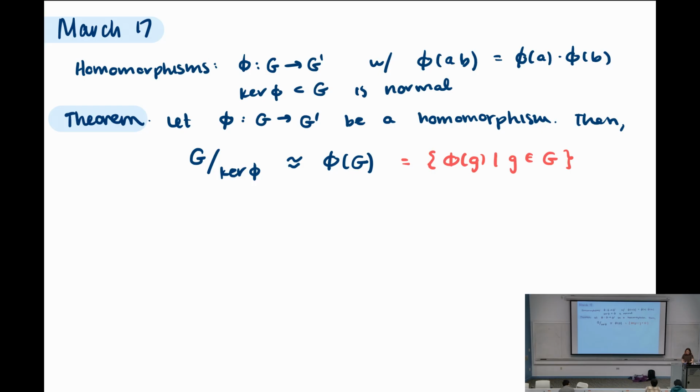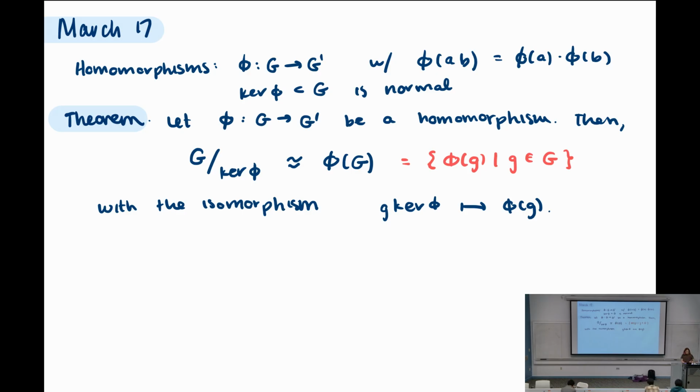And we can say what the isomorphism is. So this is with the isomorphism defined by sending a coset g times the kernel of phi. This gets sent to phi of g. Okay, so this is the first isomorphism theorem.